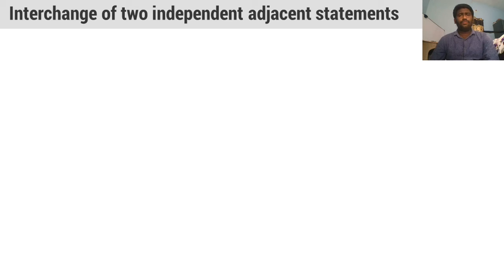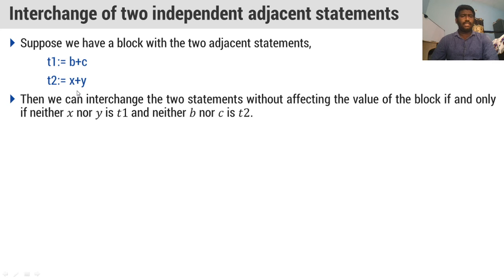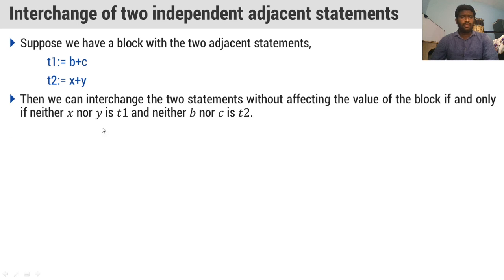Next one is interchange of two independent adjacent statements. I am taking an example in the basic block: t1 equal to b plus c, t2 equal to x plus y. We can interchange the two statements without affecting the value of the block. We can change the statements without changing the value of the block if and only if neither x nor y is t1, and neither b nor c is t2. That's why we can go for interchanging the two statements.